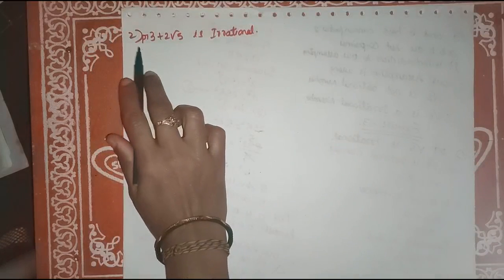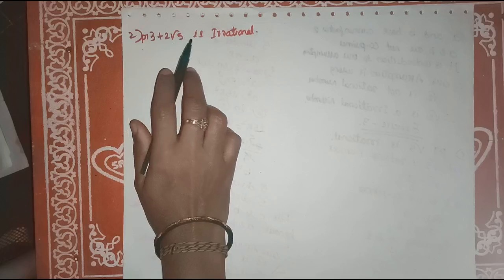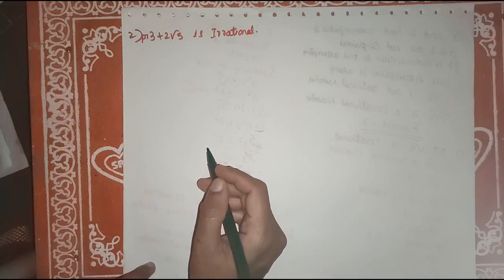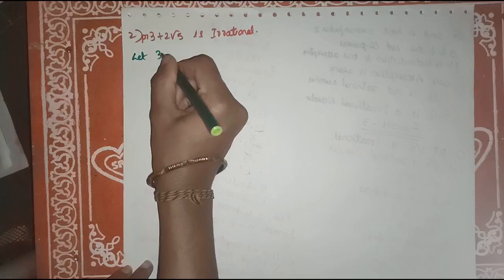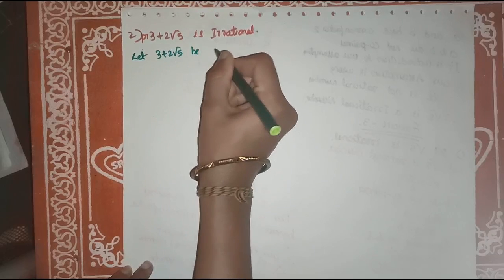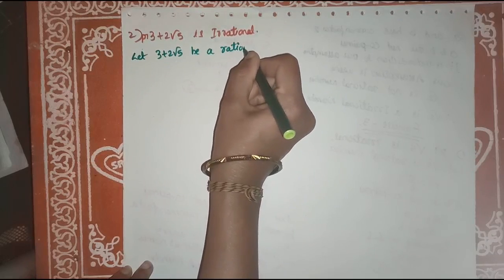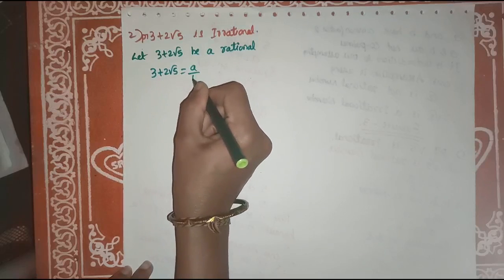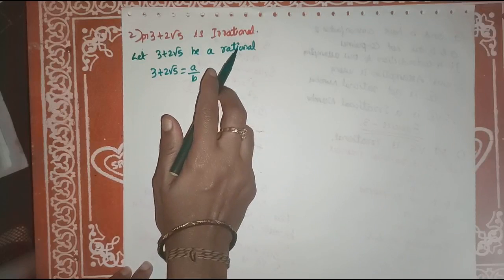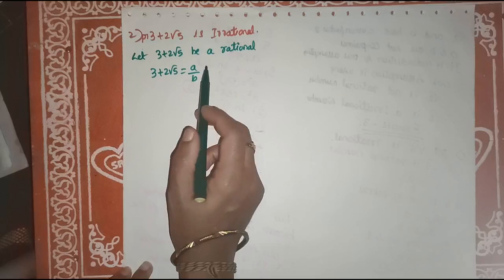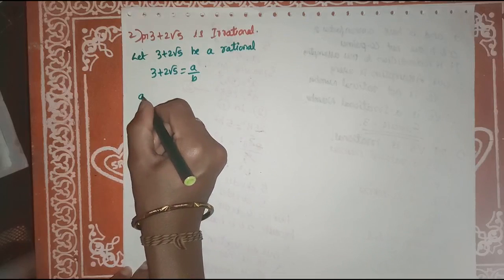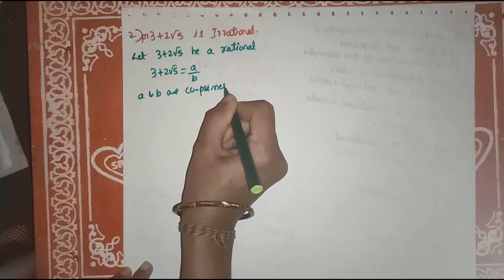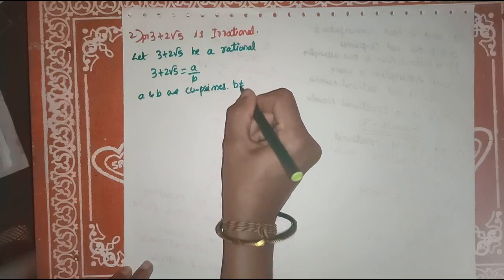So the second question is, prove that 3 plus 2 root 5 is irrational. We need to prove this one. Let 3 plus 2 root 5 be a rational number. So it means 3 plus 2 root 5 is equal to a by b, where a and b are co-primes, and b is not equal to 0.